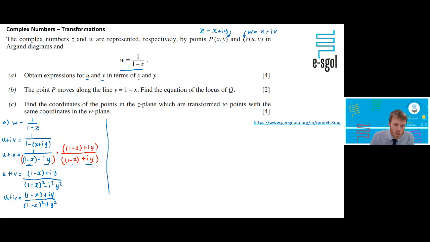Now I'm just going to do a little bit more over here. We then take the real parts and the imaginary parts and we're going to compare them. So the real parts, well, it's the u on the left hand side, and on the right hand side the real bit is 1 minus x all over the denominator 1 minus x squared plus y squared. So that's the real parts dealt with. So we've got an expression for u in terms of x and y.